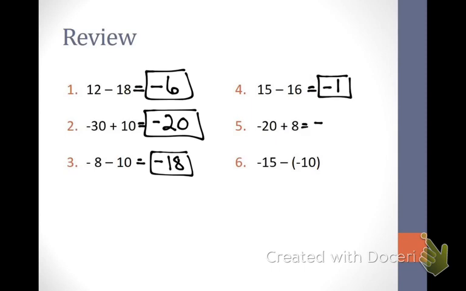Negative 12. Very good. All right, if I owe someone $20 and I give them $8 back, are they going to say, okay, great, you don't owe me any more money? No, they're going to say, all right, that's fine, but you still owe me $12 more, right? So you're still in the negative. Now, number 6, did you catch the double negative? Yes. All right, so that double negative has to change to a positive, and my answer is negative 5.